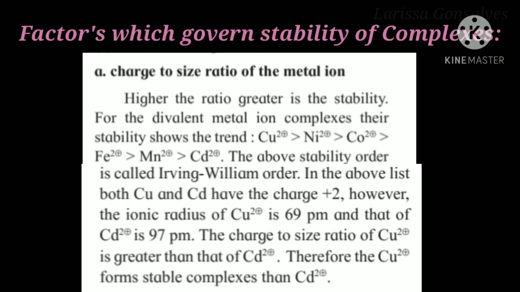If you look at copper and cadmium, they both have the same charge, that is +2. However, if we consider the ionic radius, then the Cu2+ ion has a radius of 69 picometer and Cd2+, that is the cadmium 2+ ion, has a radius of 97 picometer. So the charge to size ratio of the Cu2+ ion is going to be more when compared to that of Cd2+, and that is why Cu2+ forms more stable complexes when compared with Cd2+. Though the metal ions have the same charge, that is +2, we need to check the ionic radius in order to calculate the charge to size ratio.